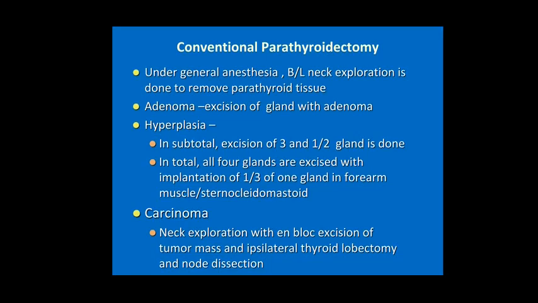In the case of total parathyroidectomy, all 4 glands are excised and 1/3 of one gland is implanted in the forearm muscle or the sternocleidomastoid muscle. In the case of carcinoma, neck exploration is done with en bloc excision of the tumor mass and the ipsilateral thyroid lobe and node dissection. So here the tumor mass which involves the parathyroid gland as well as the thyroid lobe on that side, that is hemithyroidectomy involving that side, and the nodal dissection on the same side is done.